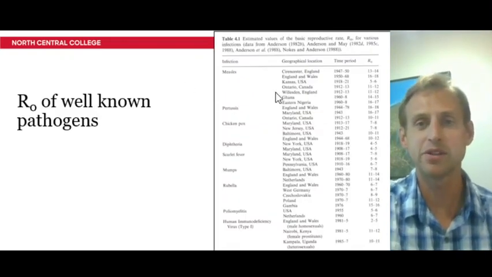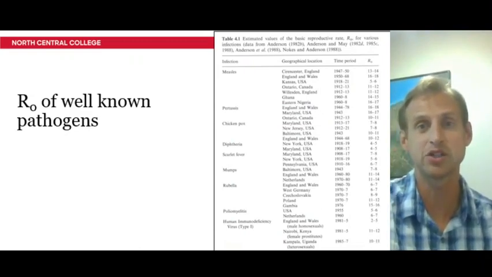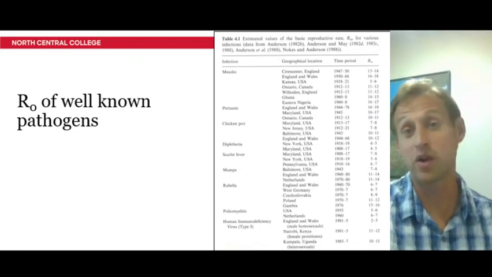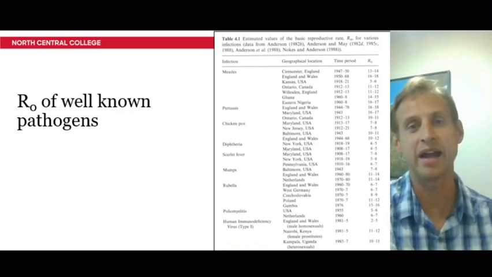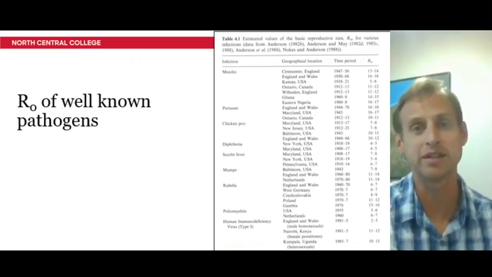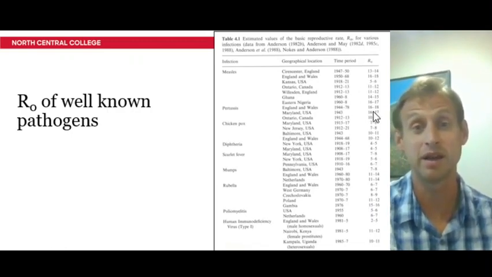Here are some examples. The numbers are kind of small of some R naughts of other diseases that are around that I just wanted to show you. And on the top of this list, you can see measles. And so measles in some cases had an R naught as high as 16 or 17. And what drives that is measles is an incredibly contagious disease. Transmission levels are very, very high, such that a single person walking into, say, a classroom could infect the bulk of the rest of the class. So a very, very infectious disease. But that ranges, again, you can see anywhere from 2 to 17 or 18, depending on each of these diseases.